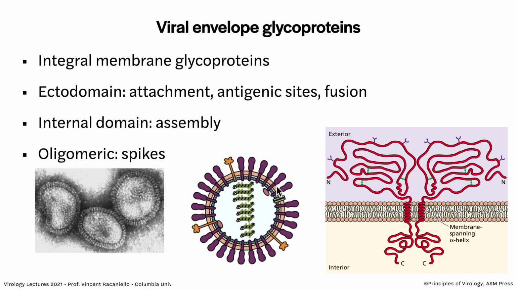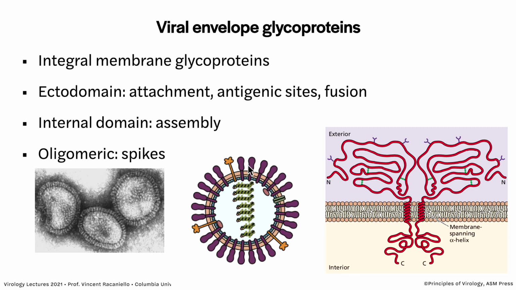But these are integral membrane proteins shown here schematically. We have a bilayer with an exterior part of the protein and a transmembrane part, and then a part that would be in the interior of the cell or the virus particle. And that part is important for assembly. Now, these proteins are typically oligomeric.